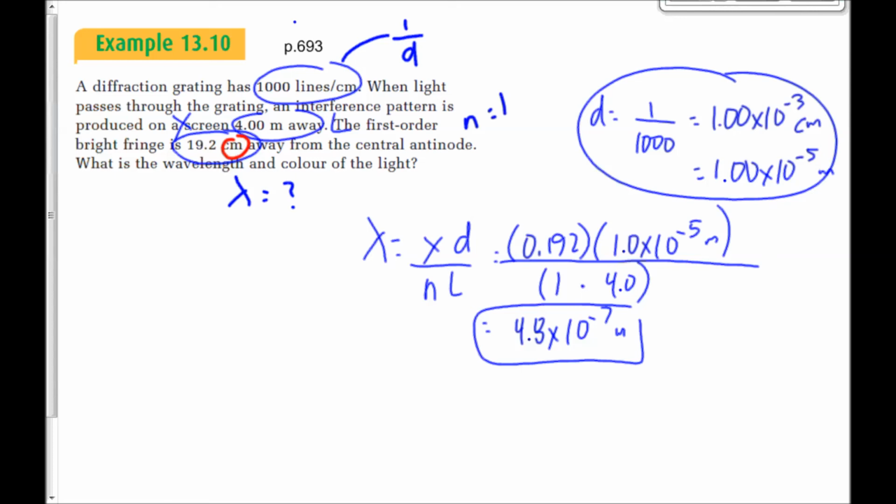Dane? What color would that be? Okay. I'm not sure, to be honest, off the top of my head. I'm guessing in that violet range again. But let's take a peek here. f is equal to v over lambda. Let's solve for the frequency. 3 times 10 to the 8 divided by 4.8 times 10 to the minus 7. What does that give me? 6.25 times 10 to the 14.